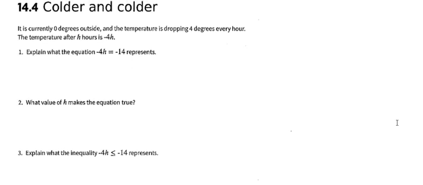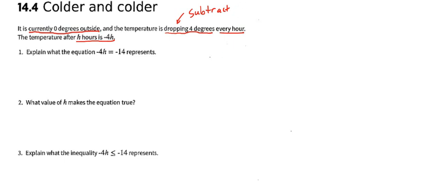Colder and colder. I'm going to use our story problem, word problem strategy, that RACE strategy. R stands for read. Let's read it. It's currently 0 degrees outside and the temperature is dropping 4 degrees every hour. The temperature after h hours is negative 4h. Let's annotate. It's currently 0 degrees outside, underline that, and the temperature is dropping 4 degrees every hour, underline that. The temperature after h hours is negative 4h. I think we could also annotate this dropping. That means like going down or subtracting or minusing.